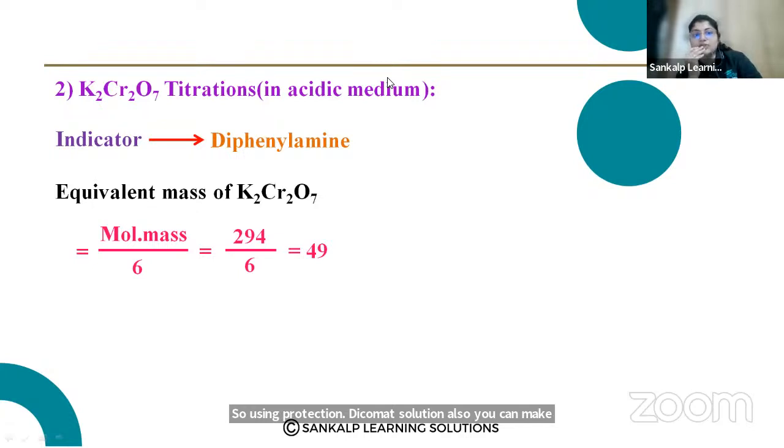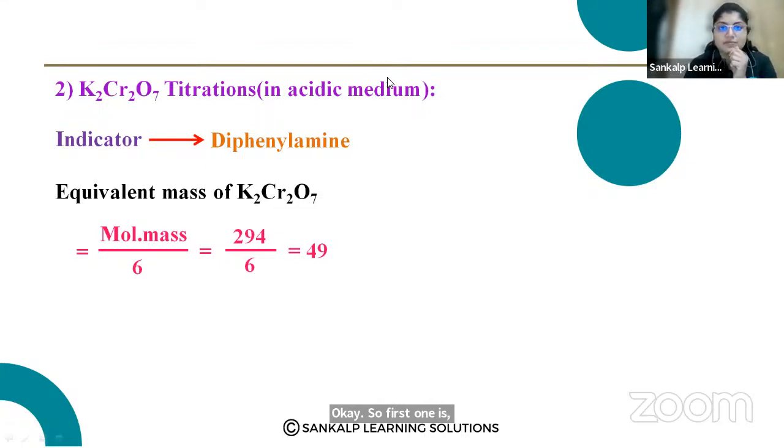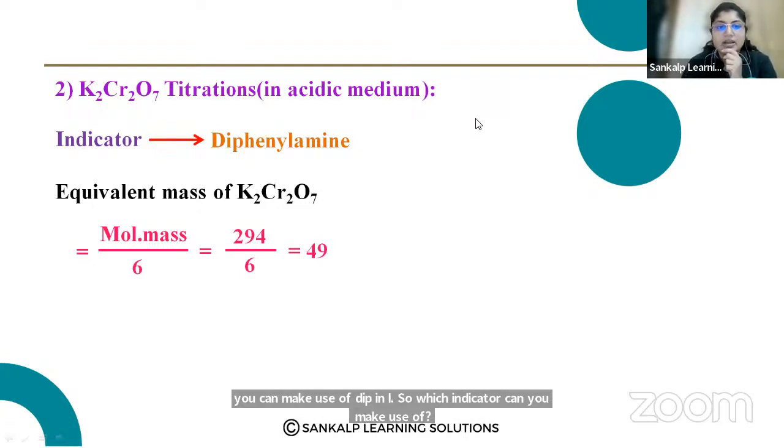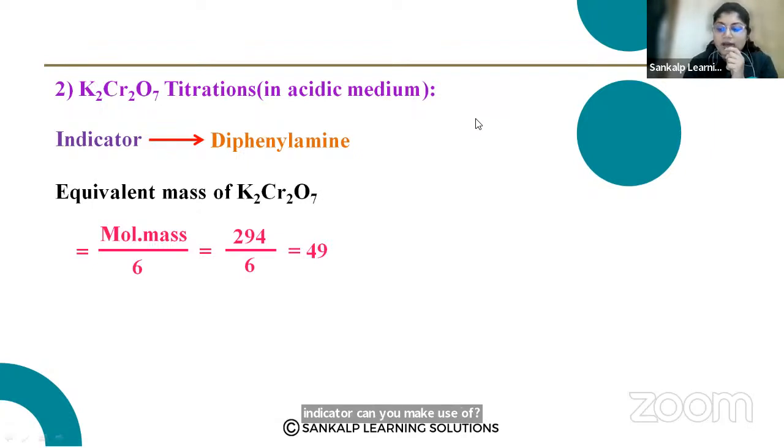So which indicator can you make use of? You can make use of diphenylamine. Diphenylamine indicator can be used. What is the equivalent mass of K2Cr2O7? It is 49.